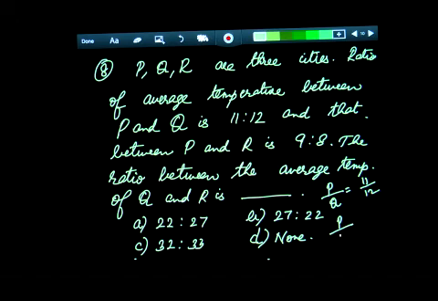P by Q equal to 11/12, P by R equal to 9/8. So after dividing 9/8 by 11/12, after cancelling, we will be obtaining 27/22. So 27:22. B is our answer. Ninth sum.